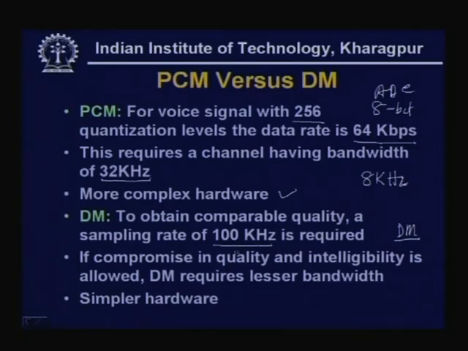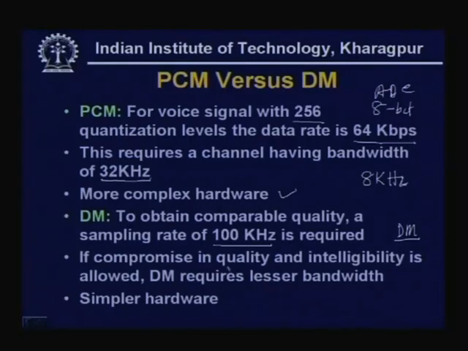So, we find ultimately the bandwidth, which was the key parameter in favor of delta modulation, is only possible whenever we compromise in quality and intelligibility. That means, if we compromise in quality and intelligibility, then delta modulation requires lesser bandwidth, and as you have seen, delta modulation requires much simpler hardware compared to pulse code modulation.